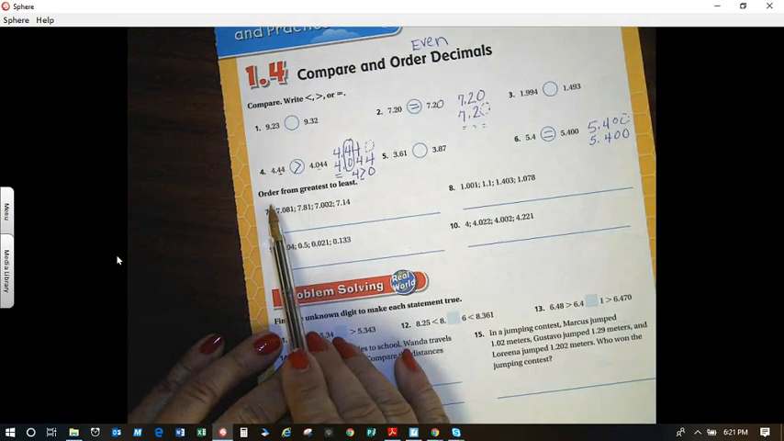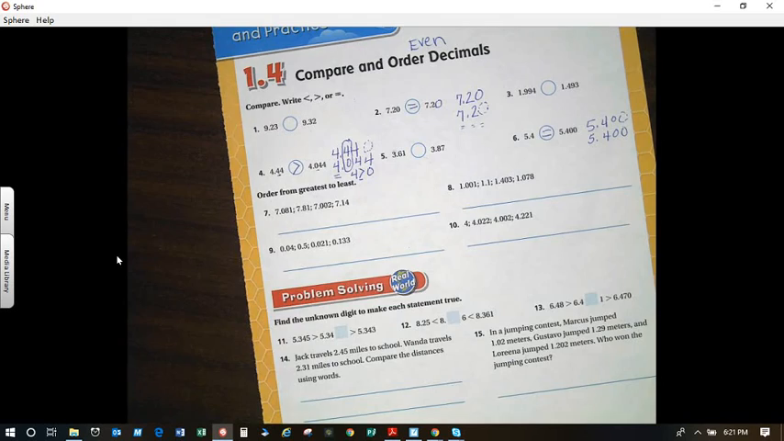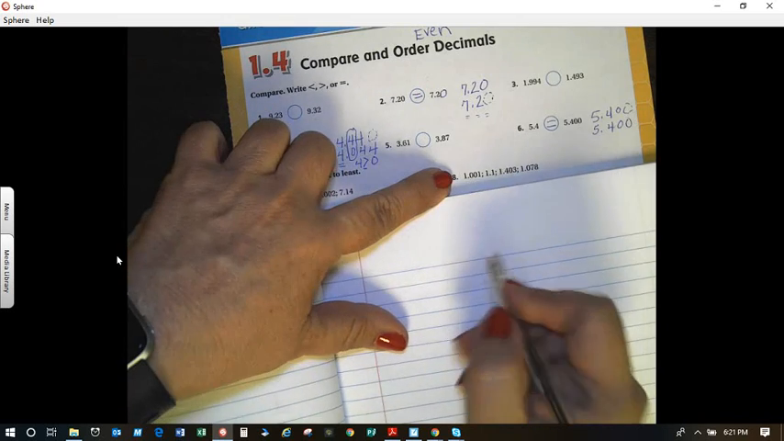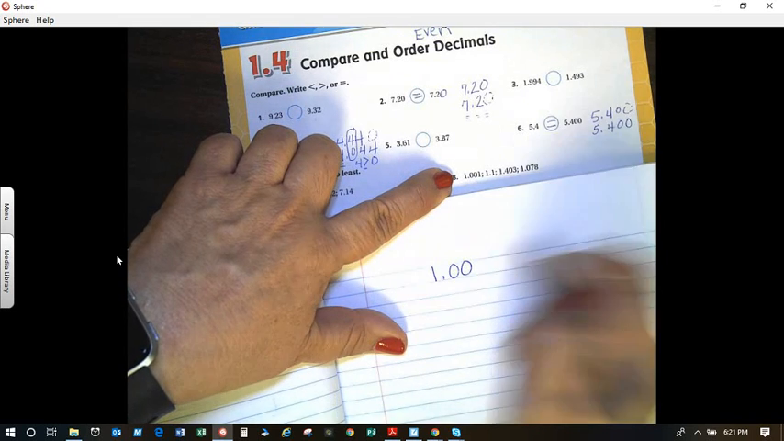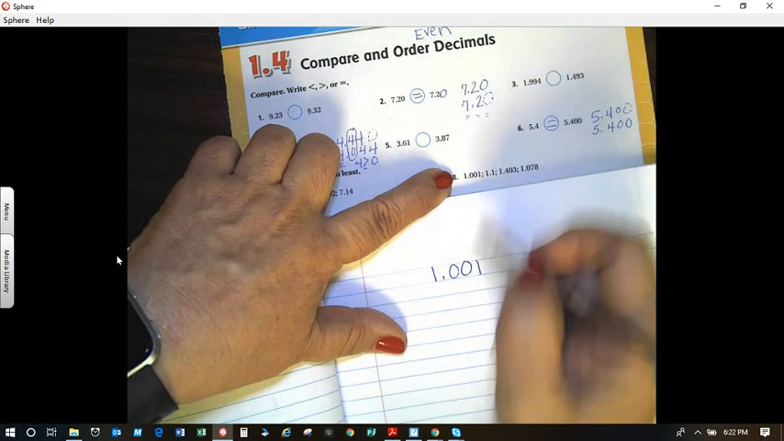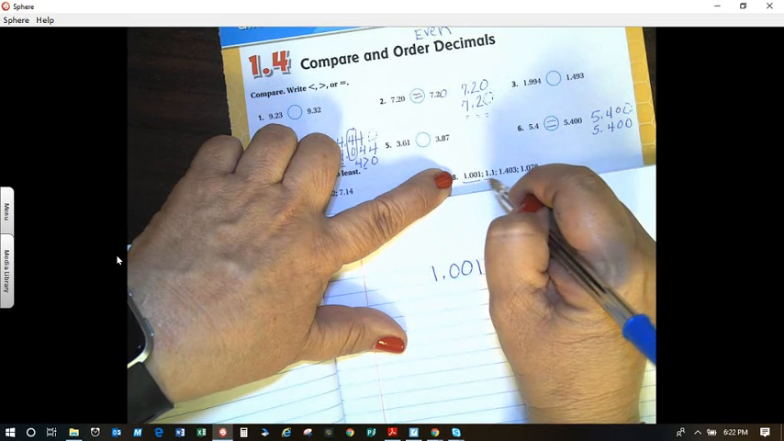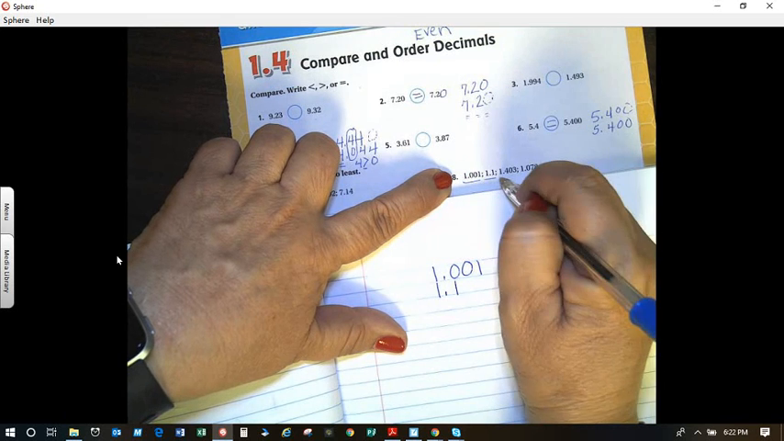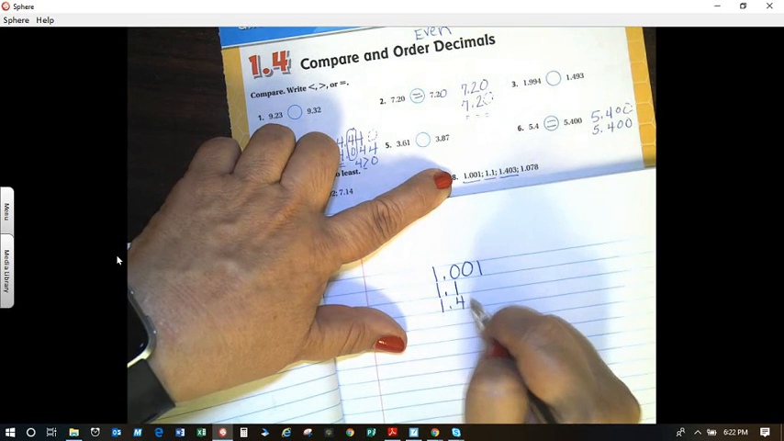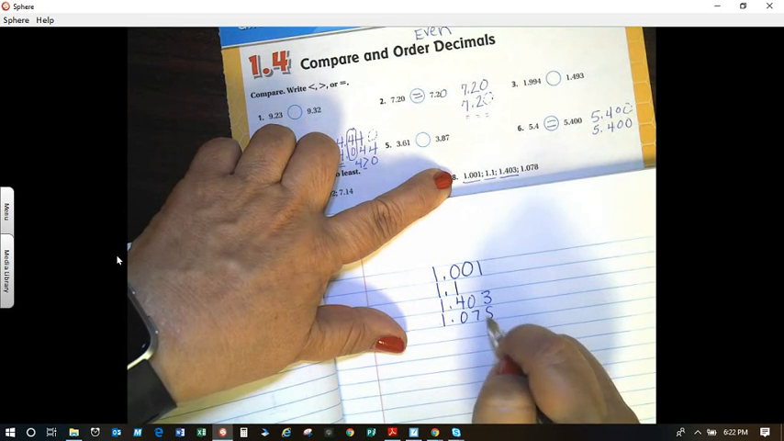Here I need to order from greatest to least, so it's going to be the largest number to the smallest number. Here I'm going to go ahead and put this on a separate sheet of paper. So I'm going to write out each number. I'm going to start off with 1. It's my whole number. Oh, no, I lied. I looked at it. I didn't see that decimal point there. So 1 and 1 thousandth. The next number, I think I'll just underline so I can see it. The next one is going to be 1 and 1/10. The next number is 1 and 403 thousandths. And the last one is 1 and 78 thousandths.